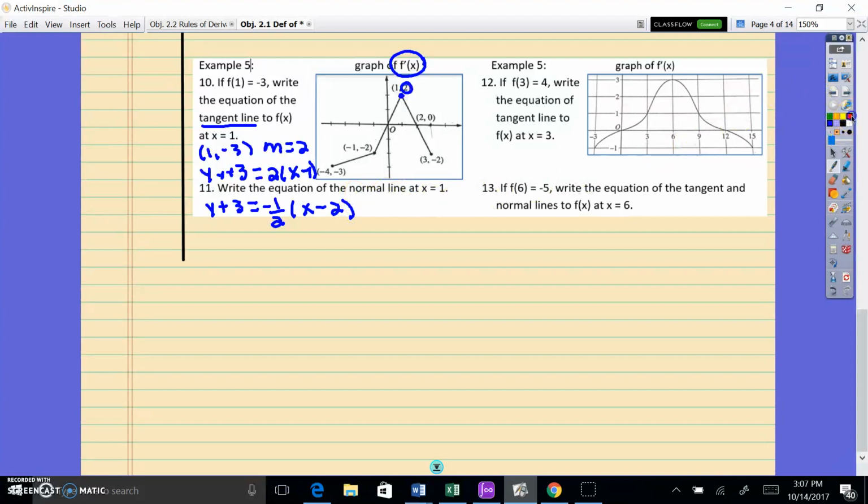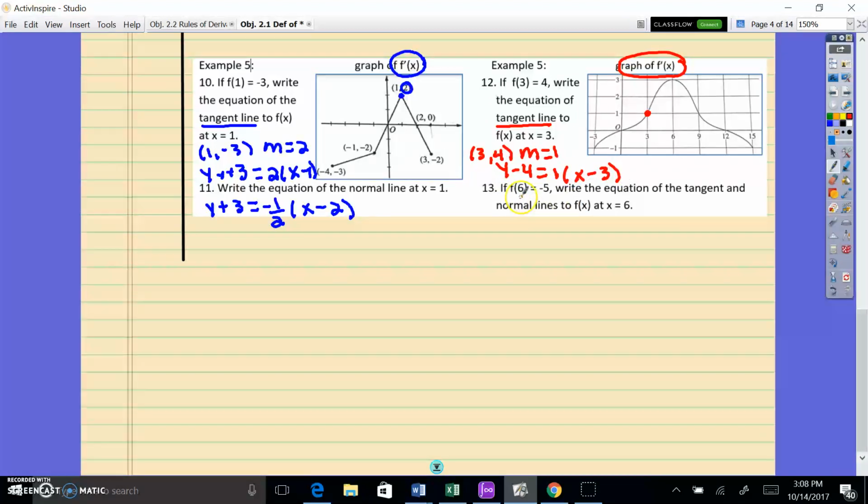So let's take a look at the one on the right. In example 5, again, this is the first derivative. It says that f of 3 equals 4, so that tells me the point 3, 4. And it asks me to write the tangent line when x is 3. Well, when x is 3, I'm not looking at the slope anymore, I'm just looking at the y values. It says that the derivative is going to be equal to 1. So that means that the slope is 1. So y minus 4 equals 1 times x minus 3.